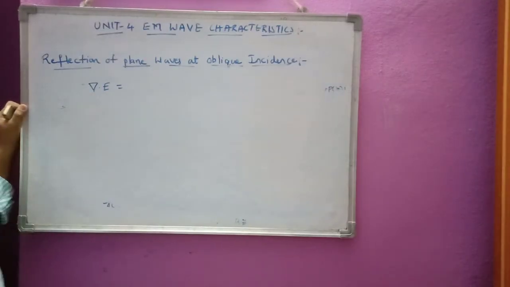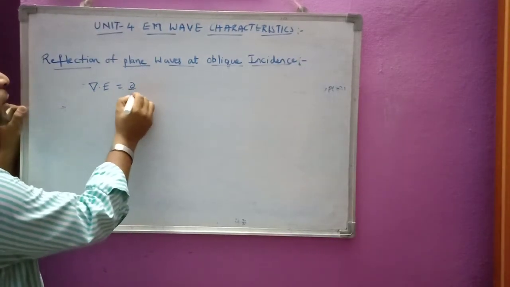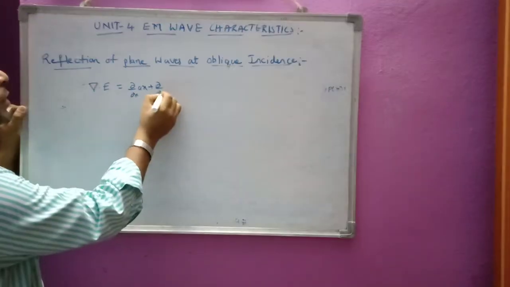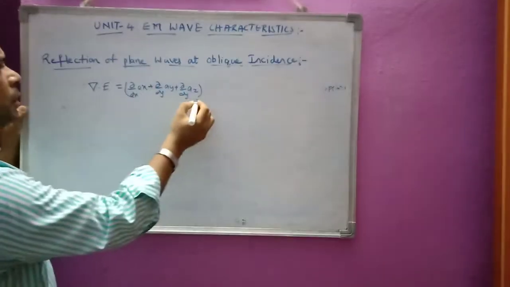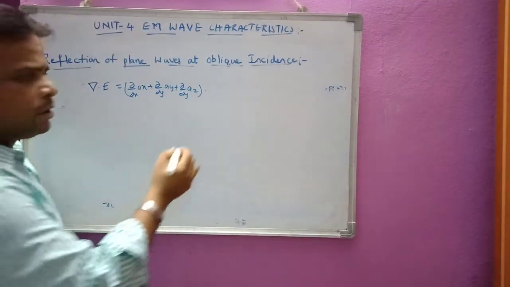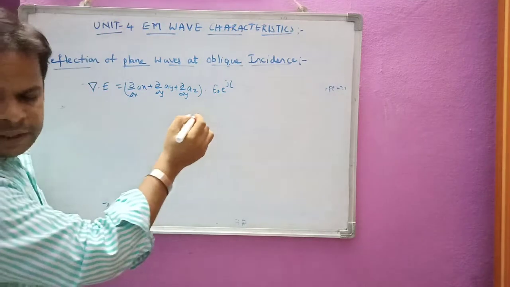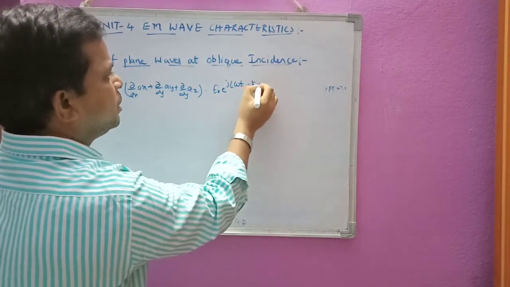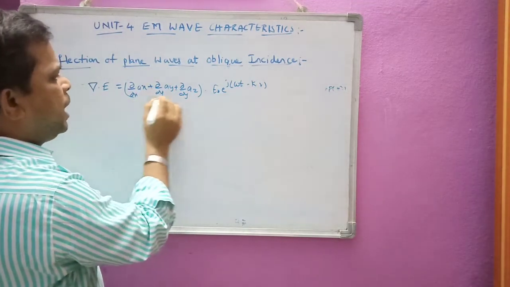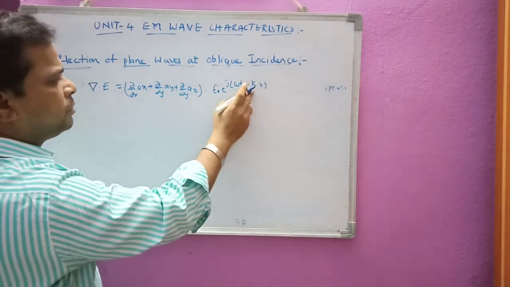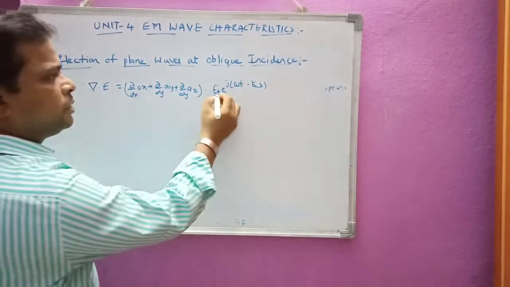It is equivalent to k dot E, which we have to show. Del means dou by dou x of AX plus dou by dou y of AY plus dou by dou z of AZ. The dot product we have to take now, okay, not the cross product, with E naught into e power j omega t minus k dot r. Now with respect to dou by dou x, we don't have any dot product with respect to ax, ay and az. So this entire thing is a scalar.